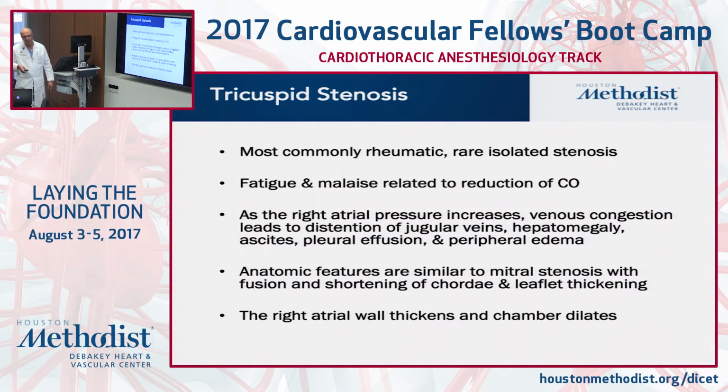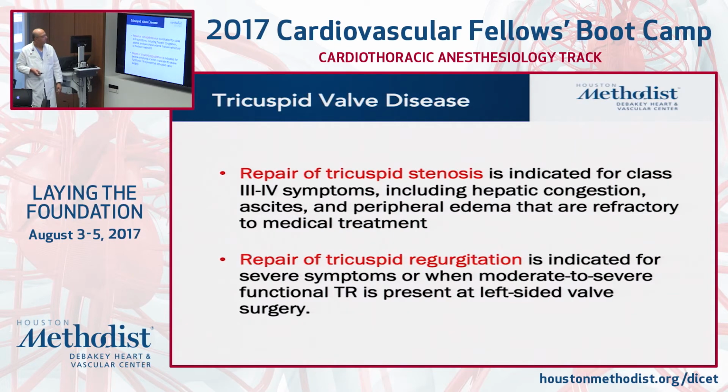We'll just touch on tricuspid stenosis because you're not likely to see much of it anyway. It's very unusual to encounter patients with rheumatic disease, but it's most commonly rheumatic, a rare isolated stenosis, with the usual right heart failure type symptoms in advanced cases, and in these cases you have a thick right atrial wall when you're dealing with the patients. Repair of tricuspid stenosis is indicated in patients with class 3 or 4 symptoms, and repair of tricuspid regurgitation, and we'll talk more about this since this is going to be the patient group that you will encounter most frequently, is indicated for severe symptoms or when moderate to severe functional TR is present at the time of left-sided valve surgery.